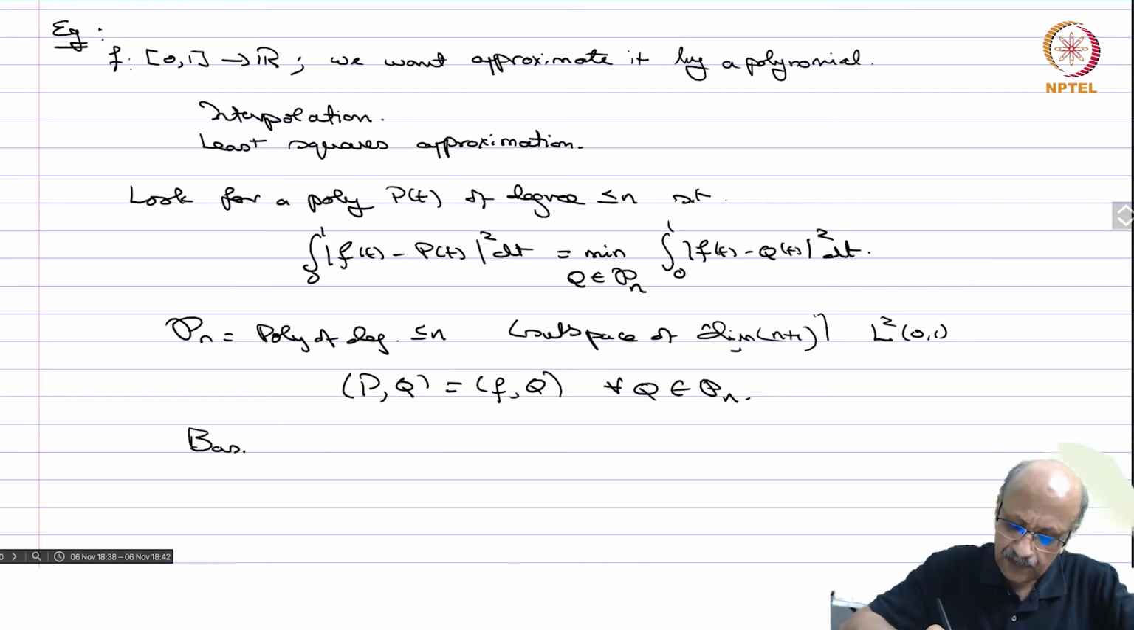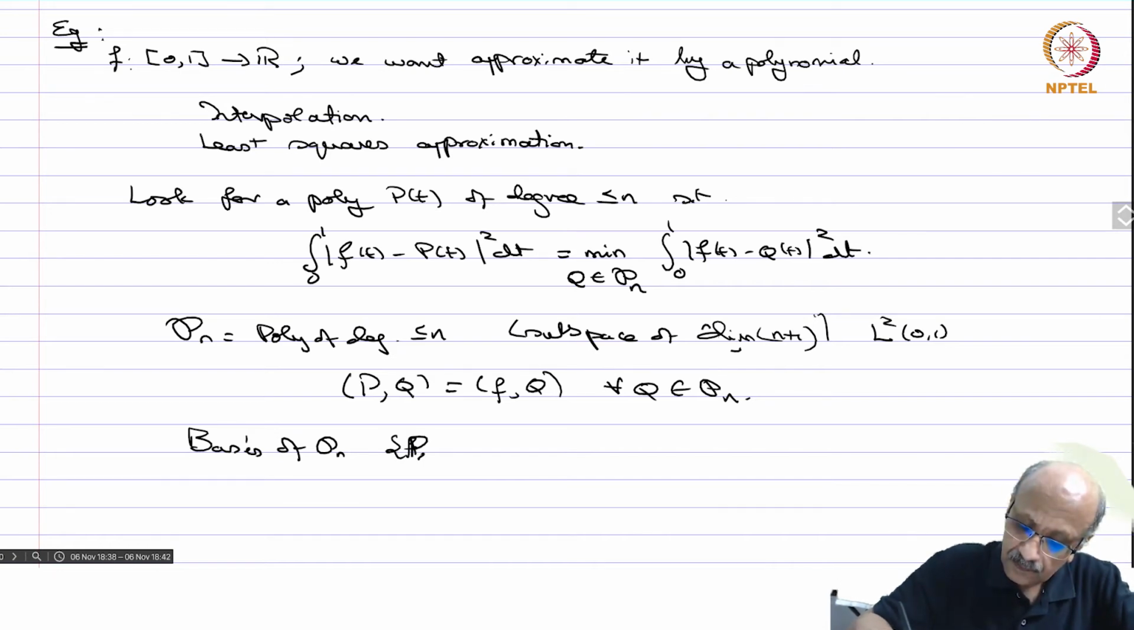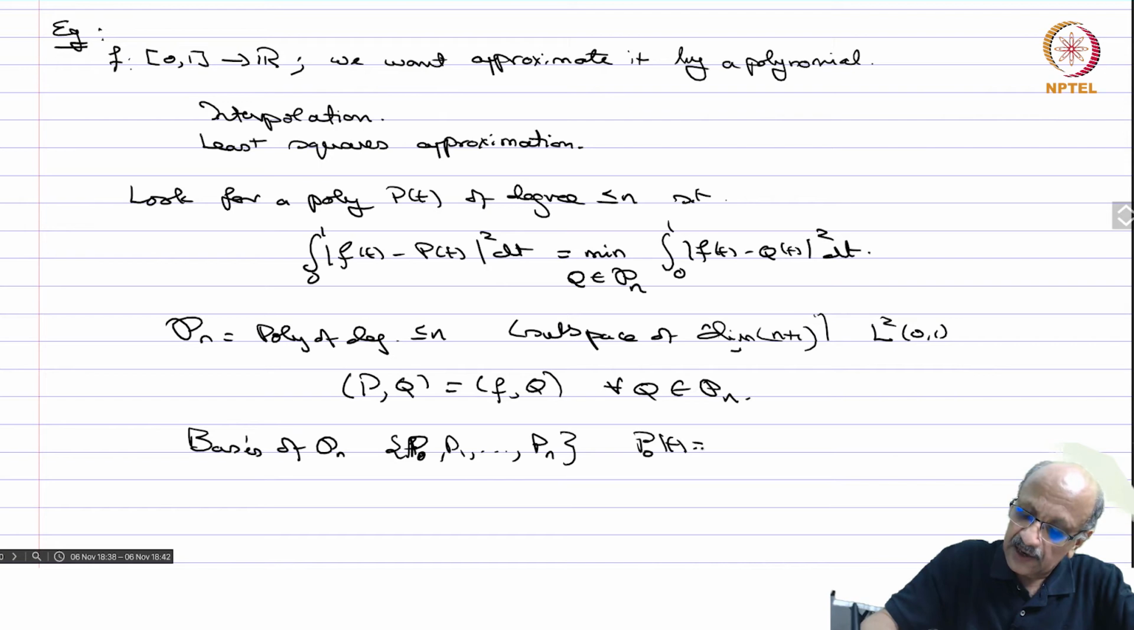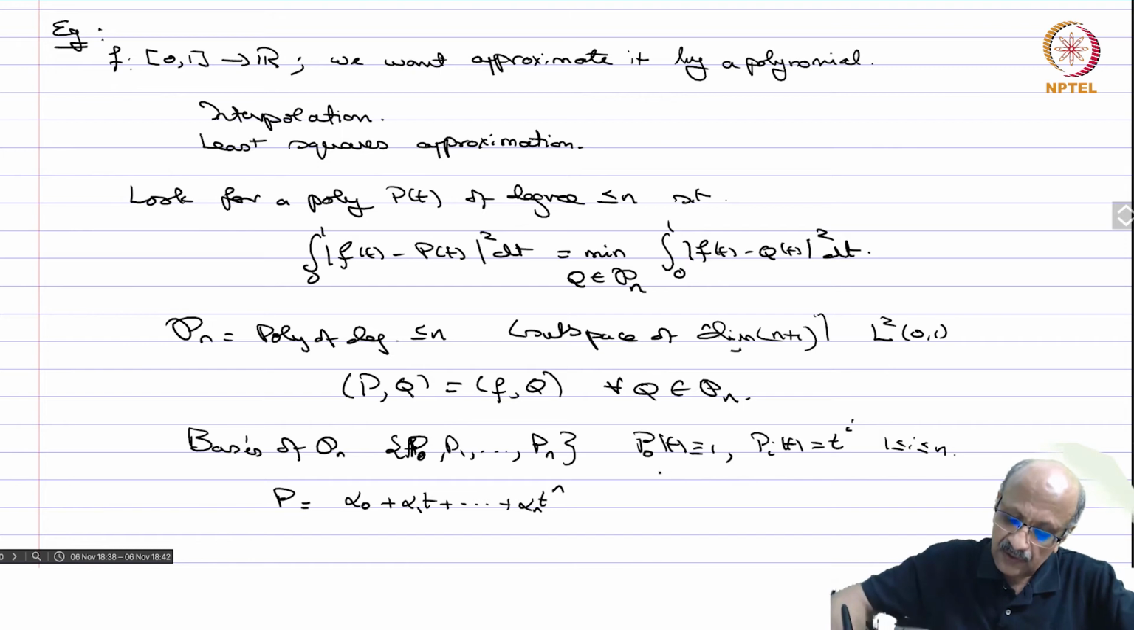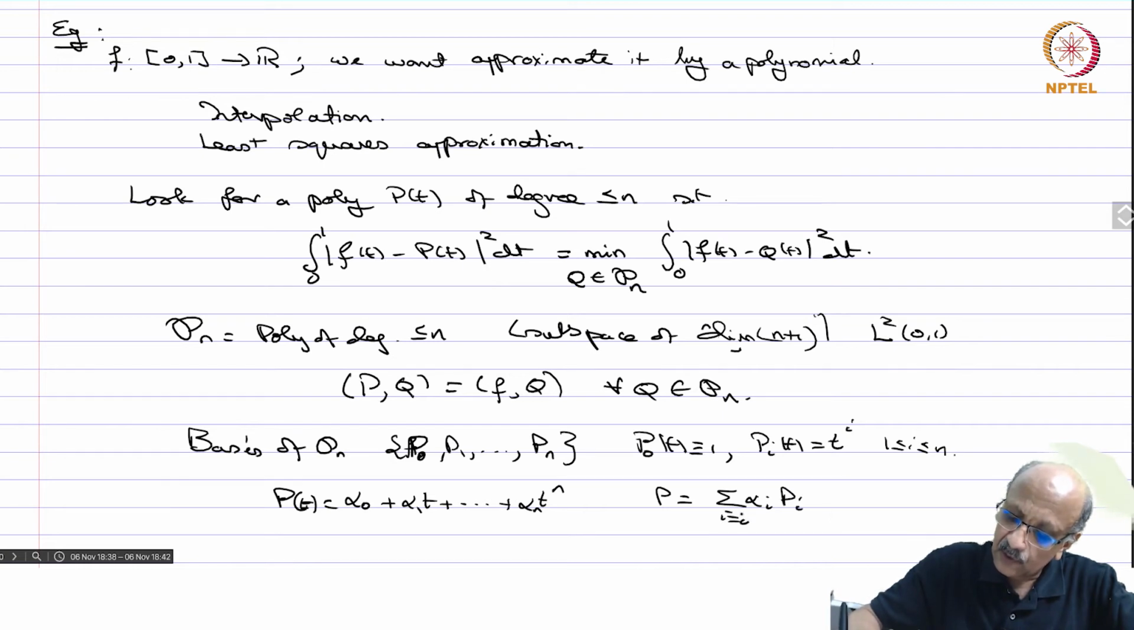So a basis of Pn, the standard basis, are the functions p0, p1, ..., pn, where p0 of t is identically 1 and pi of t is t to the power i, 1 less than or equal to i less than or equal to n. So 1, t, t squared, etc., that forms a basis. So if you take the polynomial p equal to alpha 0 plus alpha 1 t plus ... plus alpha n t to the power n, so p will be equal to the sum of alpha i pi, i equals 0 to n. Okay.